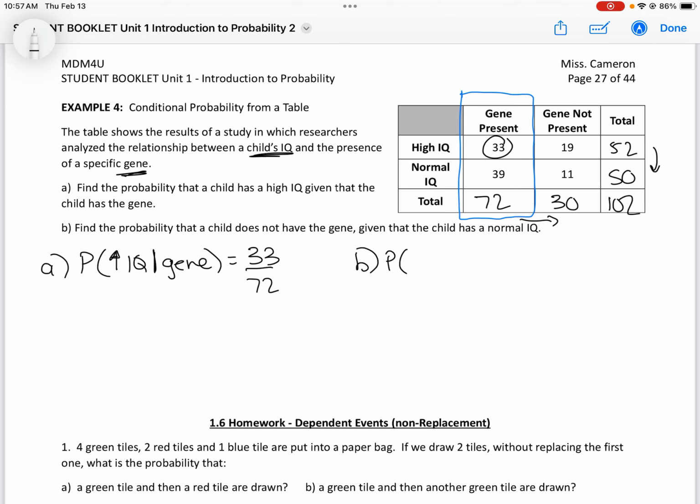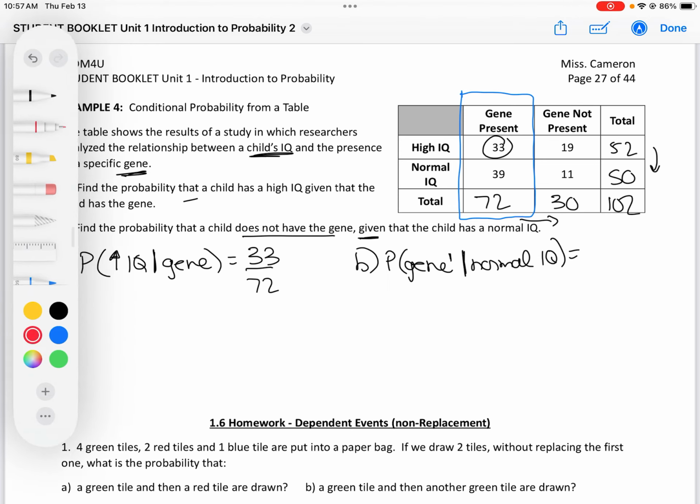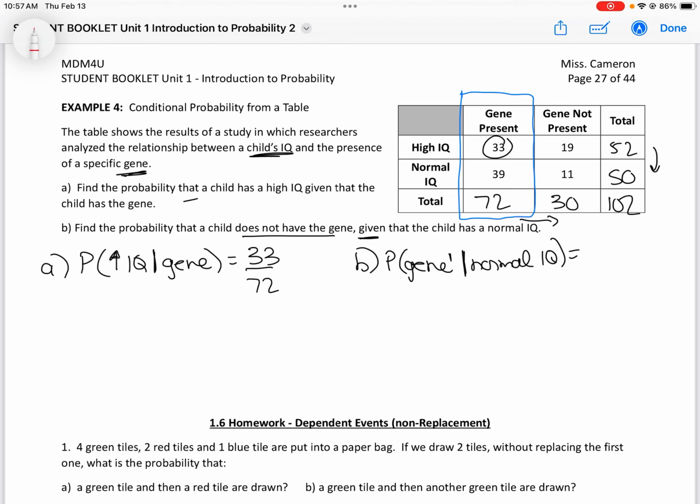And find the probability that a child does not have the gene, so gene complement, given that the child has a normal IQ. This is how we read the chart the next way. So normal IQ, I'm going to do this with red. We're restricting our people to these 50 people. So essentially, out of these 50 people, what is the probability that the gene is not present? I get 11.